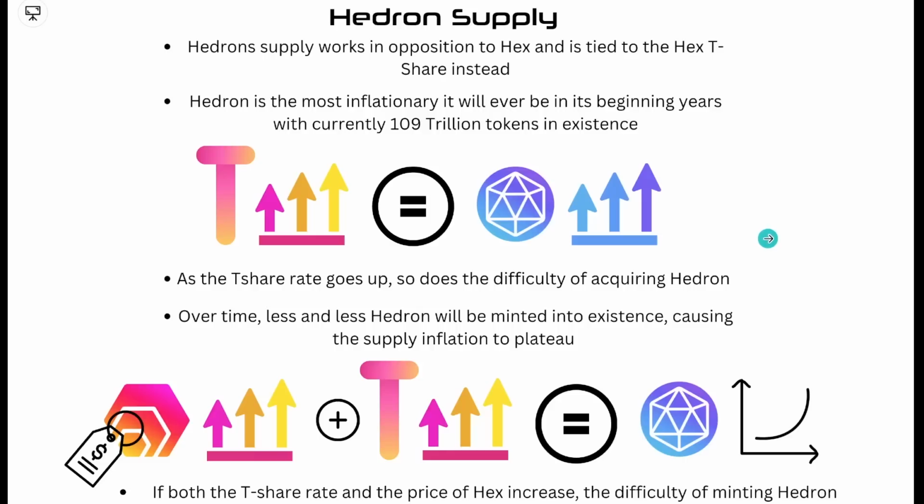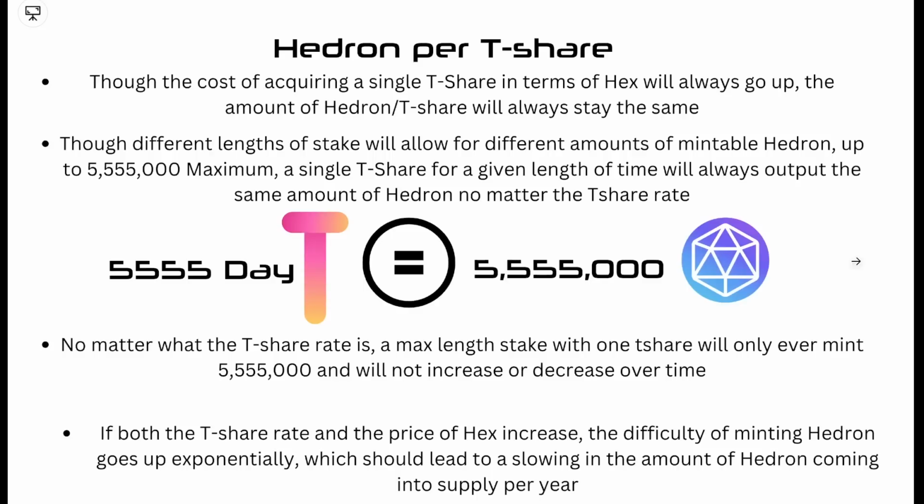And then if you add in the hex price potential increase that we could see in the future, it just makes things exponentially difficult. So like I was saying, if the Tshare rate and the price of hex increase, as you can see in this diagram, the difficulty of minting HEDRON goes up exponentially. Now, let's look at the HEDRON per Tshare and how that works.